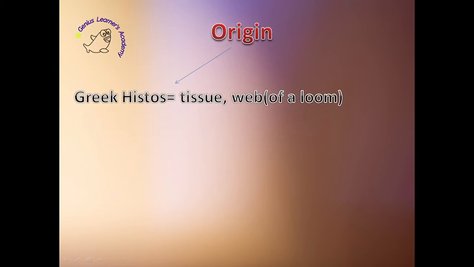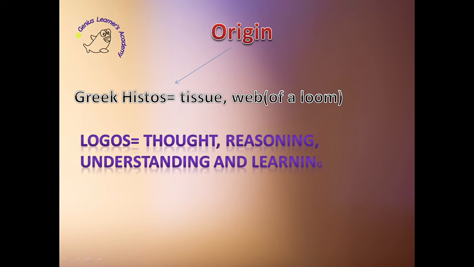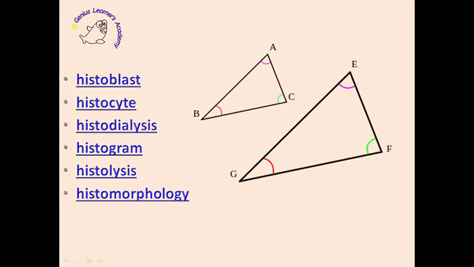The word histo comes from the Greek histos, which means tissues or web of a loom, and logos, which means thought and reasoning. There are some similar terms like histoblast, histocyte, histodialysis, histogram, histolysis, and histomorphology that contain the word histo, and definitely they are related to tissues. Inshallah, we'll make different videos later on that topic.